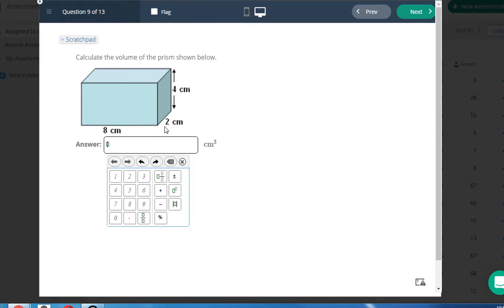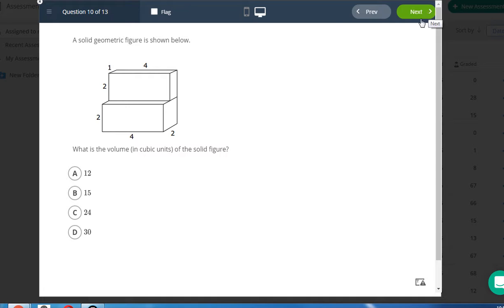Straight again, multiplication. Okay, 2 times 4 is 8, so times right there, and then times 8 would be 64. Okay, again, moving along. Ooh, okay, so a solid geometric figure is shown. What is the volume? So we have to break this into 2 pieces and then add them up.